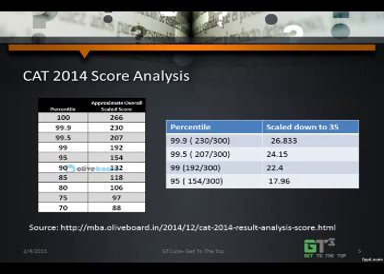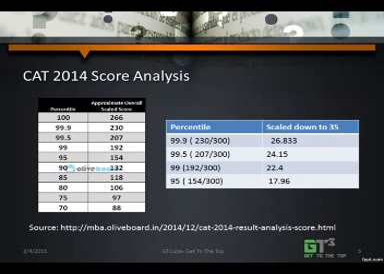So I have taken this from a source, Olive Board, where they have just given the percentiles and corresponding scale scores for this year. At 99.9, the score is 230 out of 300 and the scale score is 26.833. And for 99.5 it is 24.15. And for 99 and 95, the values are also given.